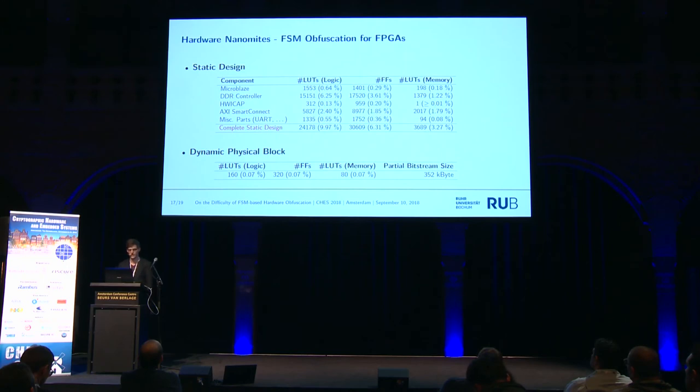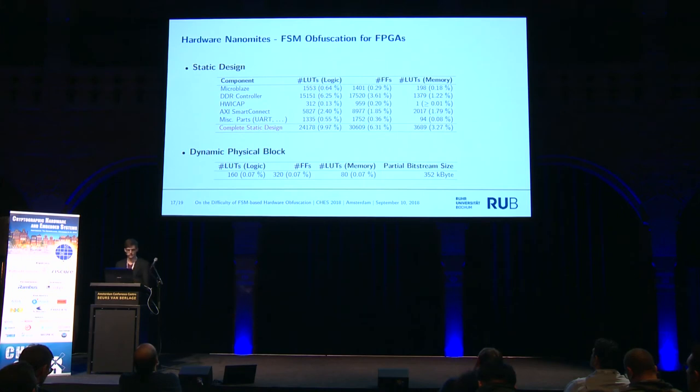For a SoC FPGA, on a Xilinx Zynq board, we could repurpose the A9 processor instead of the MicroBlaze. And most of these components, like the DDR controller or the AXI SmartConnect, are also found in a general design, so they could also be repurposed for our part, and then the overhead is not as large.